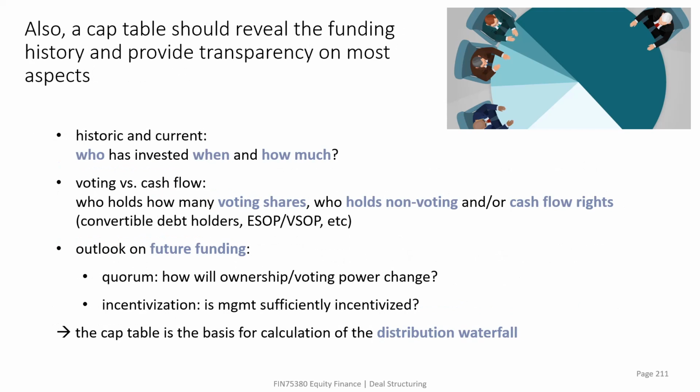Also, the cap table should reveal transparency on voting shares versus non-voting shares, who has invested when and how much. We use this as an outlook for future funding or even exit scenarios. In this case, the cap table is the basis for calculation of the distribution waterfall, which is very important for young entrepreneurs to understand certain cash flow rights of investors, such as liquidation preferences.